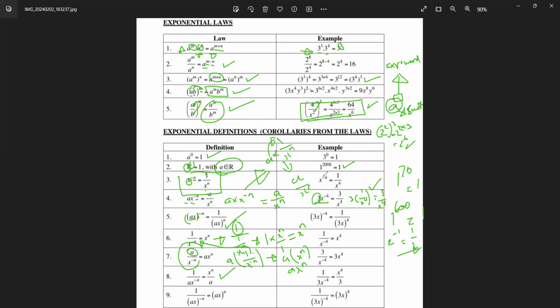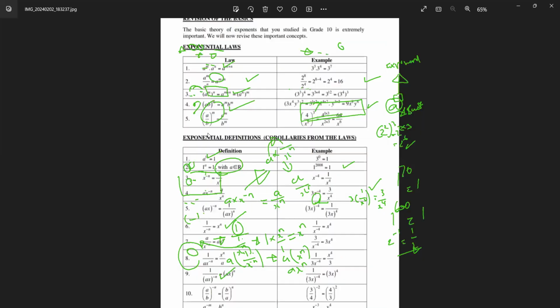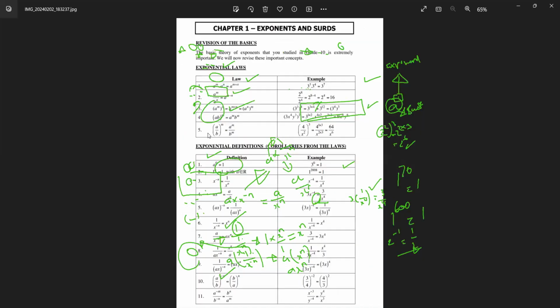Let me try to zoom out. What's happening here? Let me try to wrap these things.